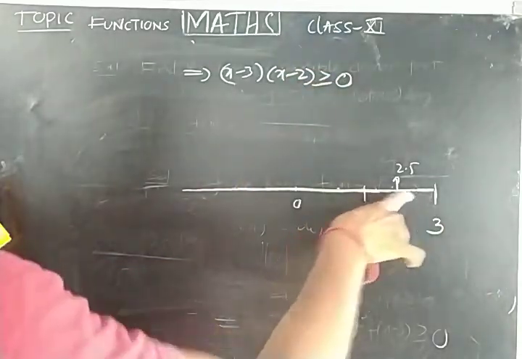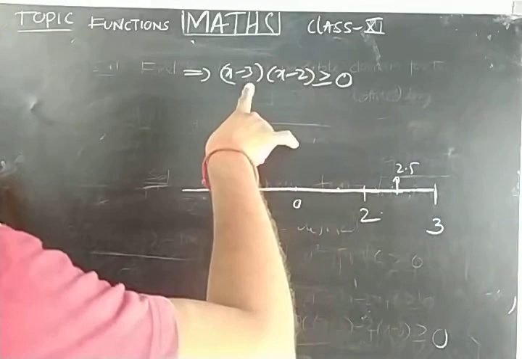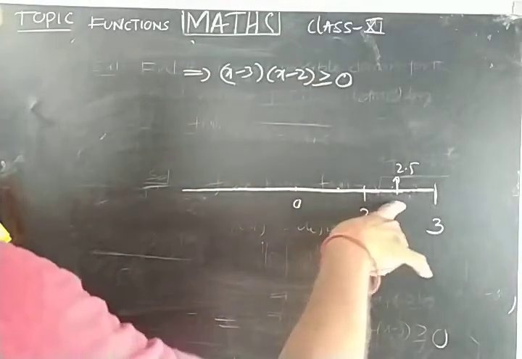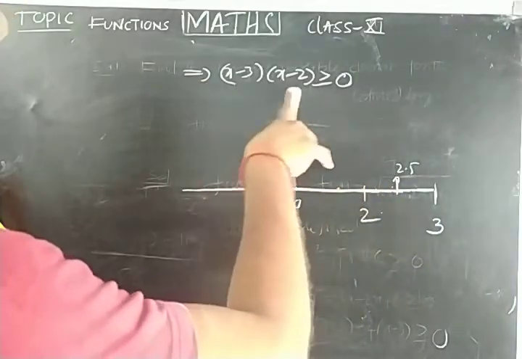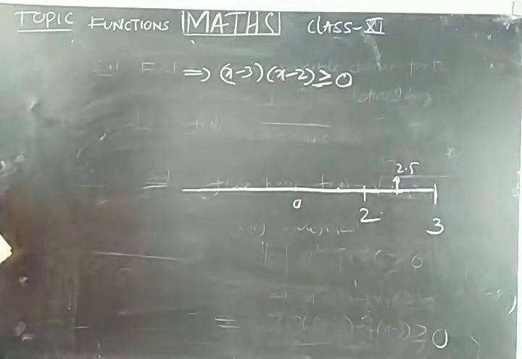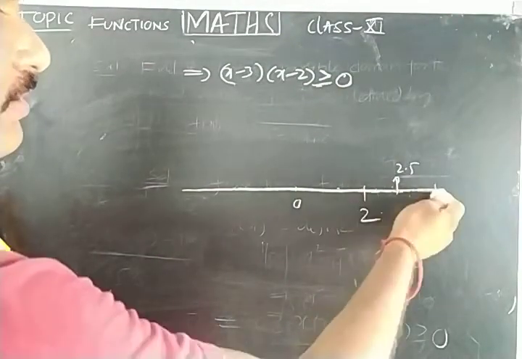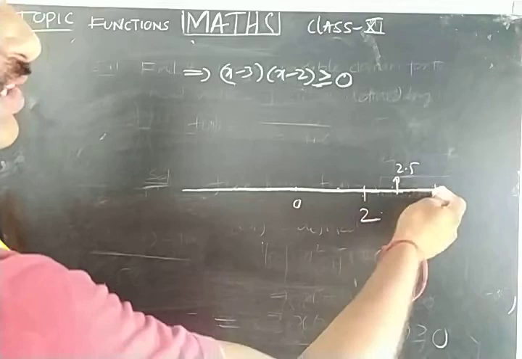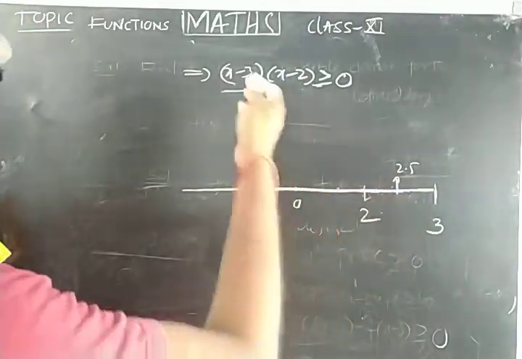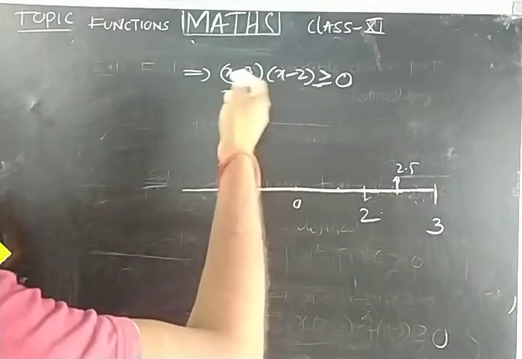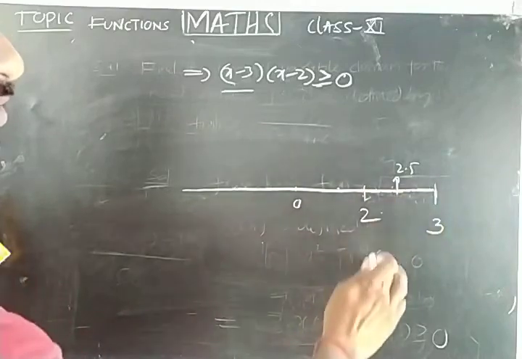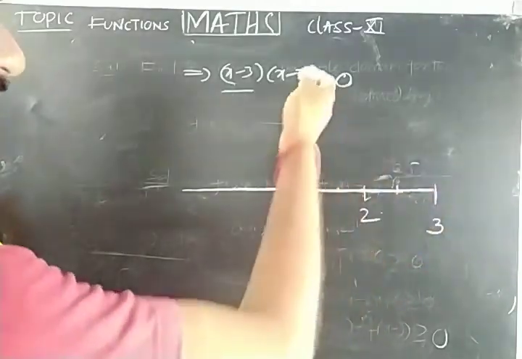Why? Because for any value in between 2 and 3, if you substitute, you will get a negative value. So these values lying between 2 and 3 are not satisfying this expression, because we need to get more than 0 or equal to 0. That means you cannot take any value between 2 and 3. If you take 2.7, again it will be negative. This is positive. Negative into positive, negative. So not satisfied.